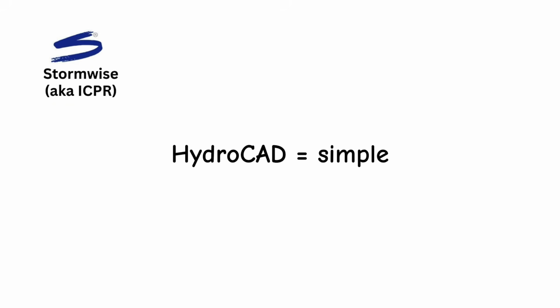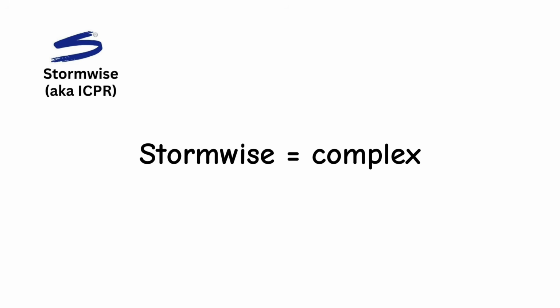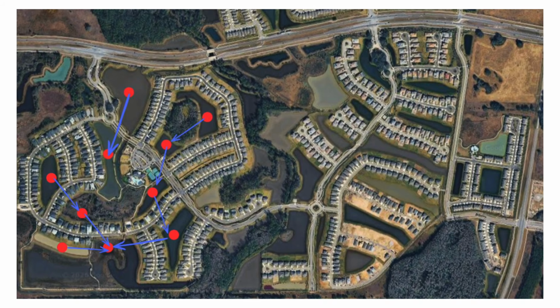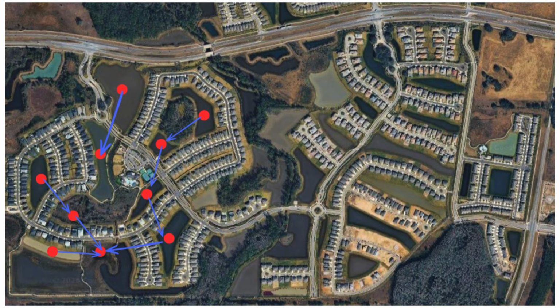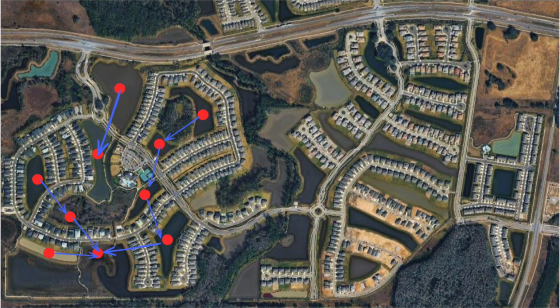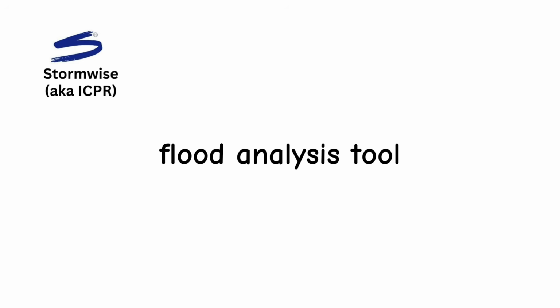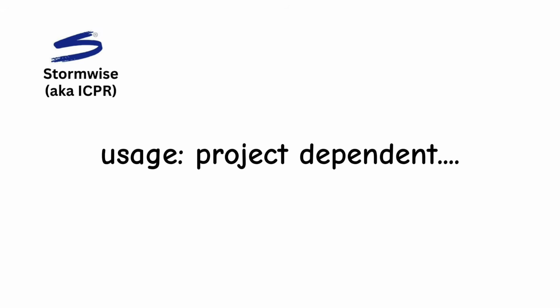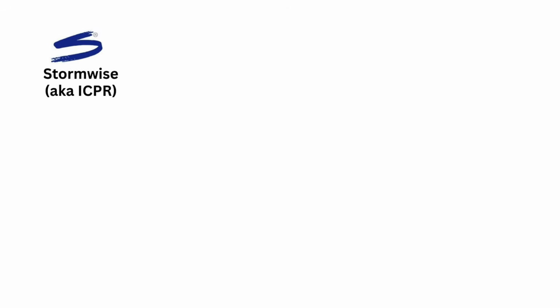HydroCAD may be enough when I have a simple site with a pond and an outfall, but StormWise becomes more useful when I have several ponds, channels, wetlands, floodplains, pipes, and drainage areas that just are all affecting each other. I consider it more of a flood analysis tool. My usage is project dependent, but I probably work on it at least once a month.